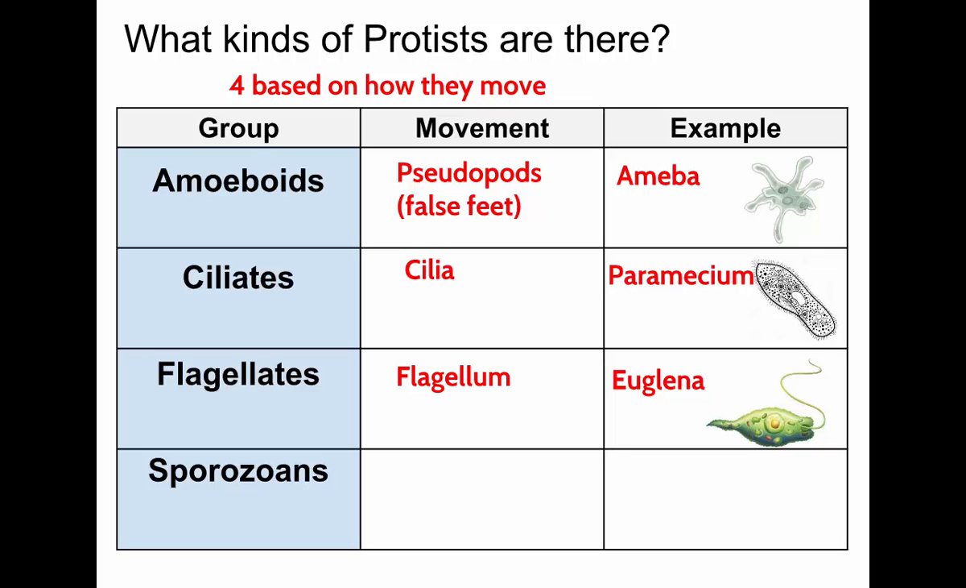And then the last type are called the sporozoans. These are protists that don't really move around. They are parasites of other organisms. The one we're going to talk about is called Plasmodium. Is that familiar to anybody? It is a protist that actually causes a disease that affects millions of people throughout the world.